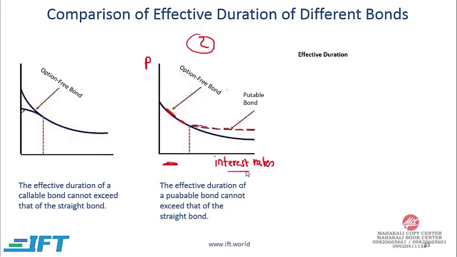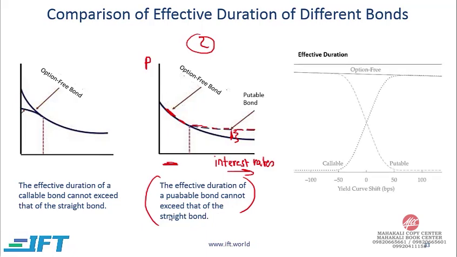At higher interest rates, the put option becomes valuable. So clearly the puttable bond is worth more than the straight bond. This is the value of the put option. In terms of duration, notice that the slope of the puttable bond curve is lower than the slope of the straight bond. So we can make this statement: the effective duration of a puttable bond cannot exceed that of the straight bond.